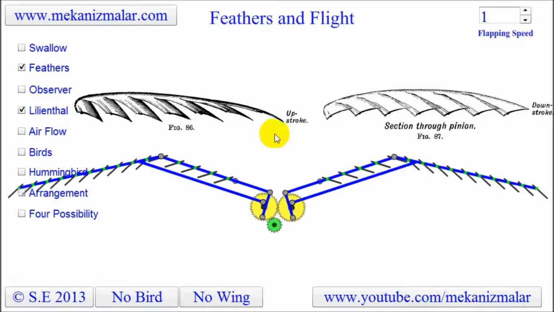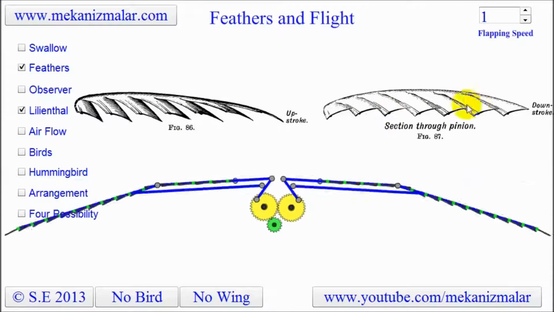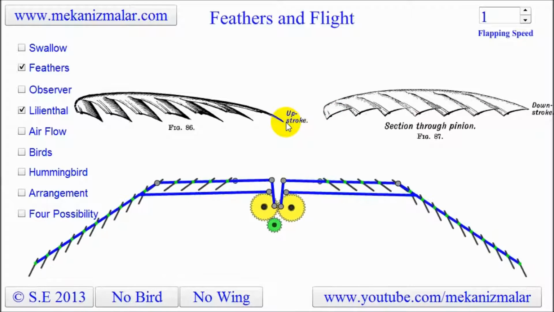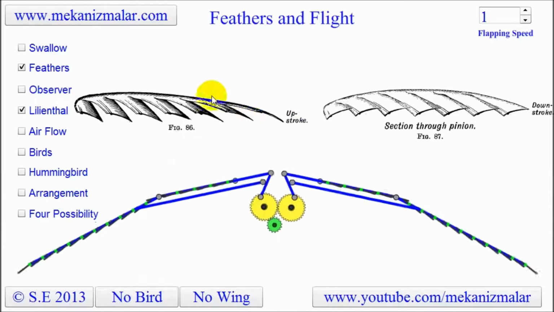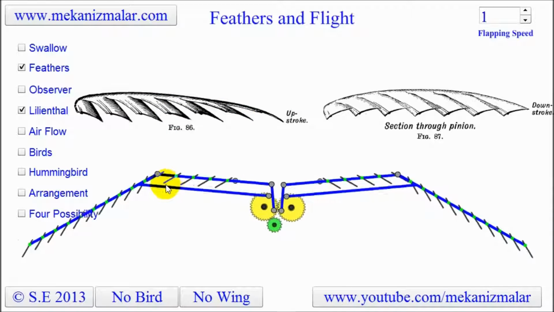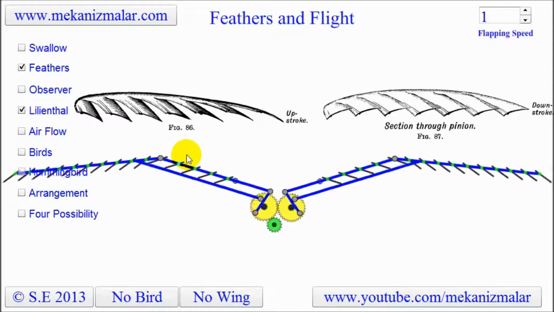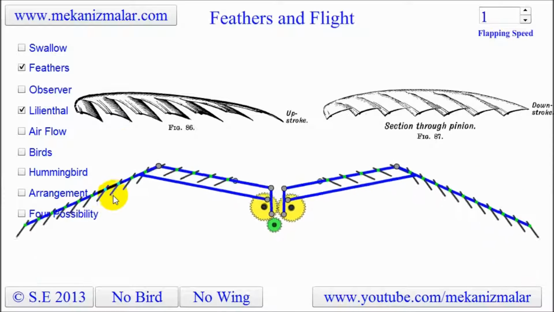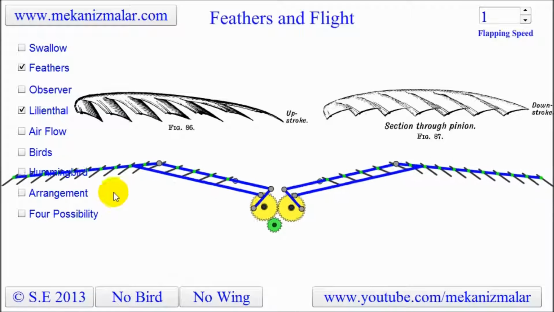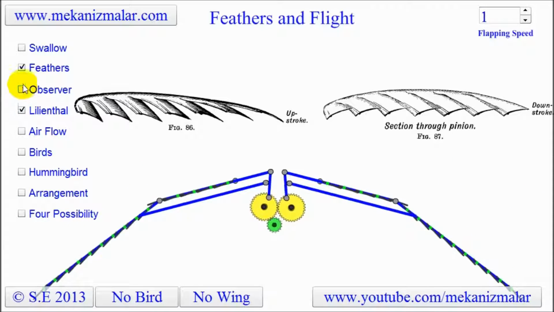I based my animation on the figures shown here from Lilienthal's book, Bird Flight, page 101. As you can see, flaps are opening on the upstroke to reduce the drag. The movement of the feather flapping is exaggerated to show you how the feathers operate. But there's a slight problem here.